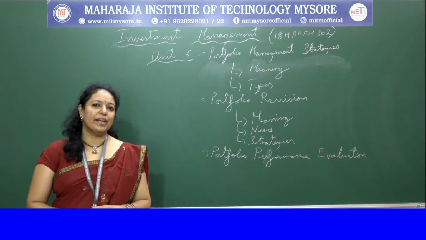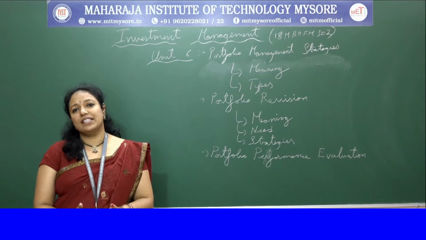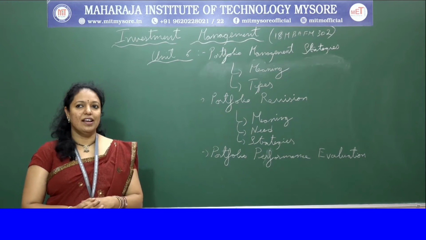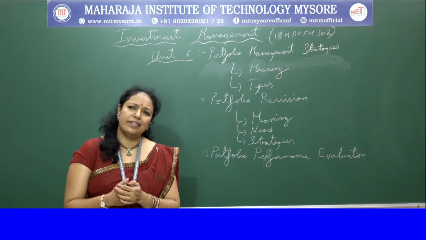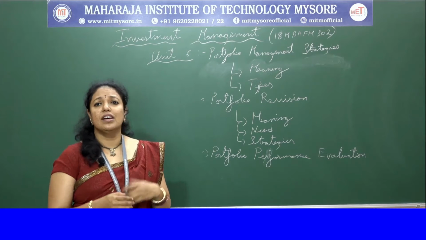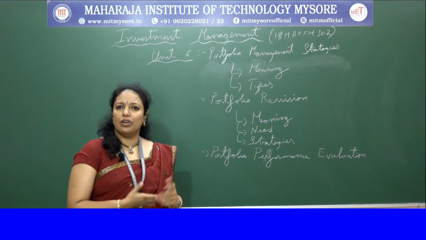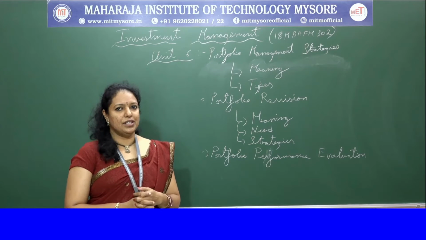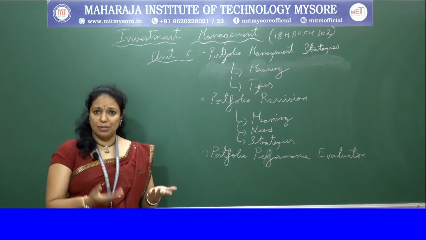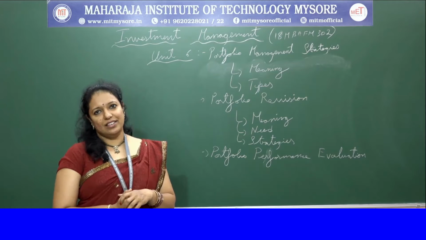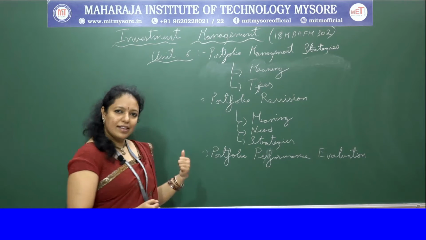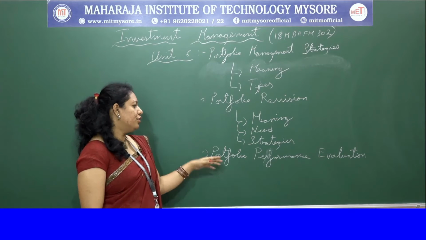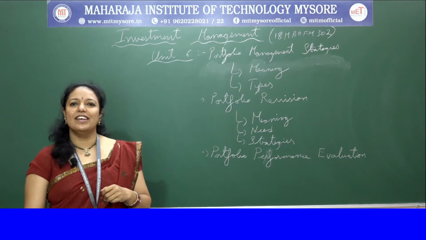In the previous class, we started Unit 6, and in Unit 6, we discussed market efficiency and behavioral finance. In market efficiency, we discussed random walk theory, efficient market hypothesis, the different forms of market efficiency, and the empirical tests used on different forms of market efficiency. And in behavioral finance, we discussed its meaning, interpretation, bias, and critics. In today's class, we'll be learning these three topics: portfolio management strategies, portfolio revision, and portfolio performance evaluation.